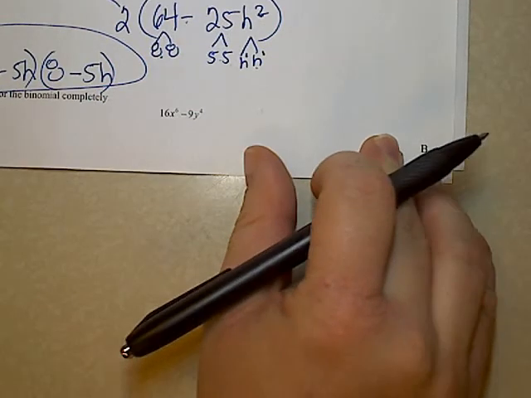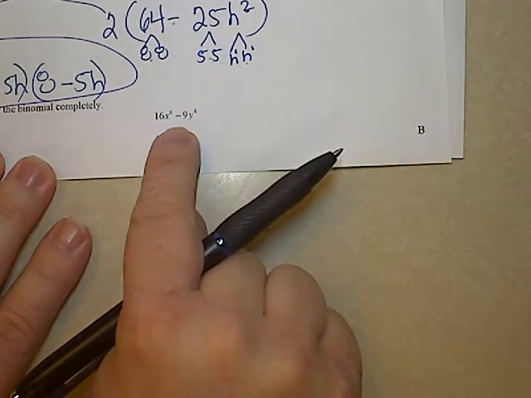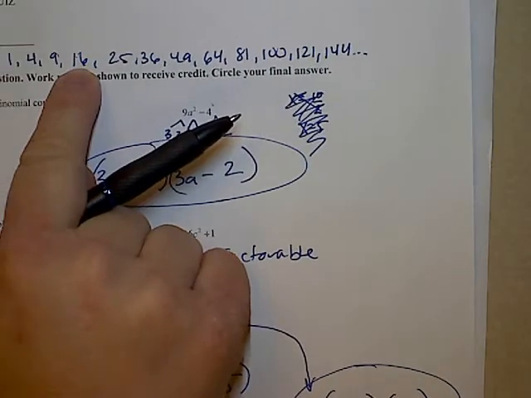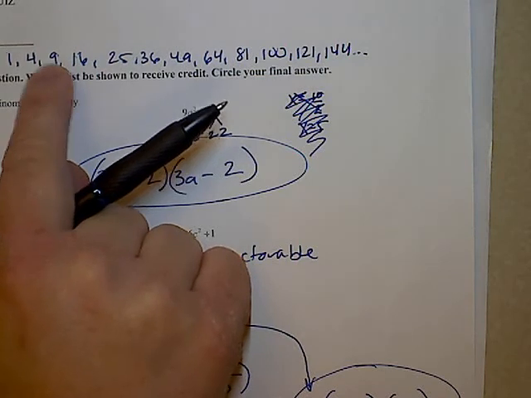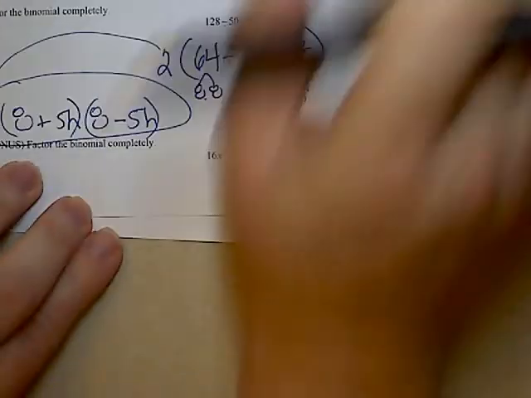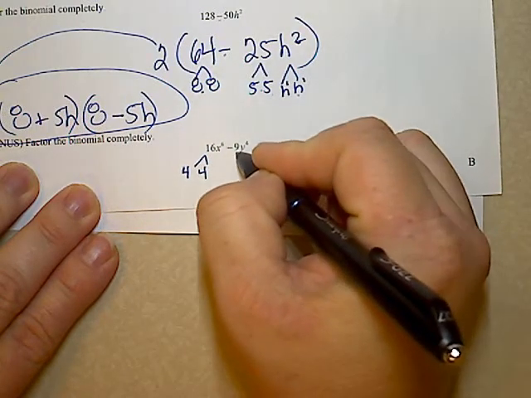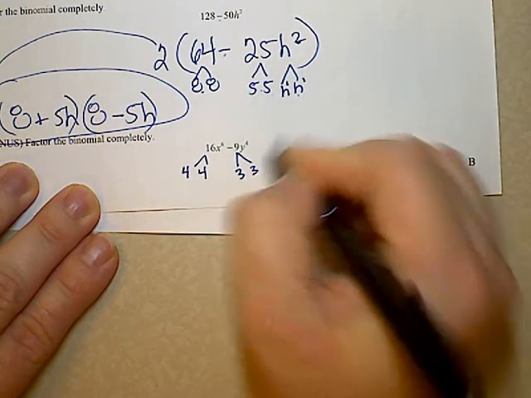Okay, lastly, so I have subtraction, great. And I have a 16 and a 9. Let's check. A 16 and 9 here. Okay, great. 16 is here, and so is 9. Okay, that's a good thing. So when I think about breaking this apart, this is going to break into 4 and 4. This is going to break into 3 and 3.